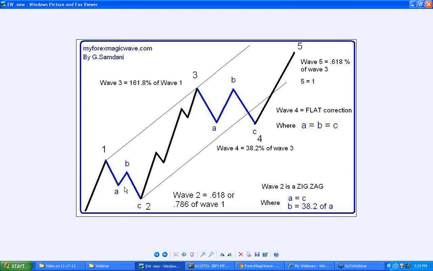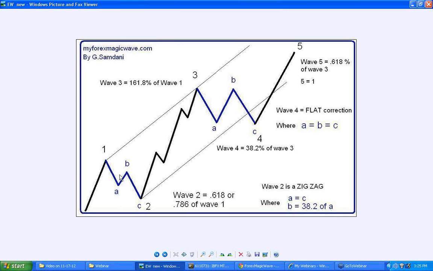So this is how I draw this diagram, showing a zigzag for wave 2 and a flat for wave 4. Okay, so let's get started. This is wave 1, and then we have wave 2 as a zigzag. Wave 2 comes around 61.8 or 78.6%. Okay, sometimes it turns from 50% as well.